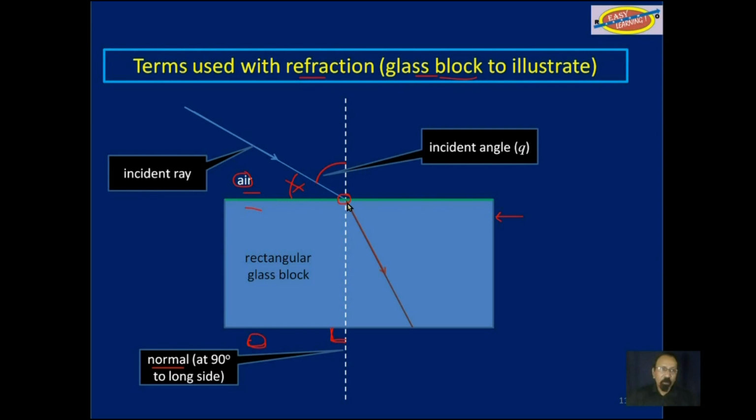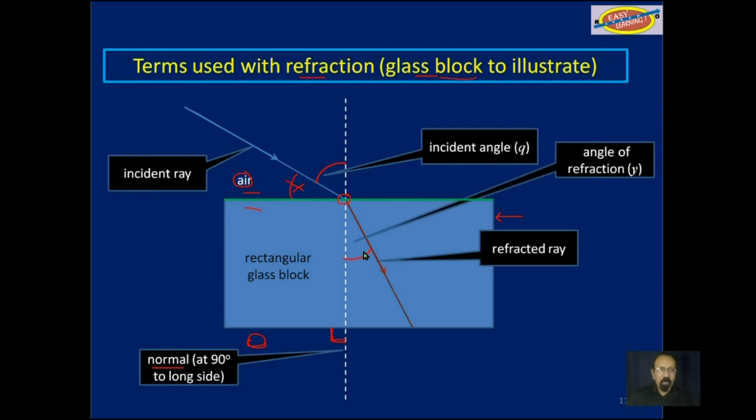Now that light ray will pass through the glass block, and as it does so, it bends towards the normal. So this is now the refracted ray in the glass block. This is the angle of refraction, this angle here. Let us call it Y for the time being, and we will call that one up there Q. In such a case, Y is always less than Q.